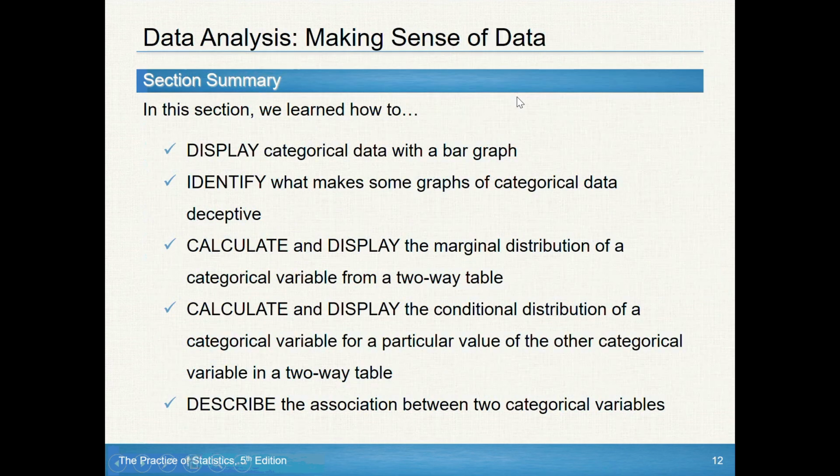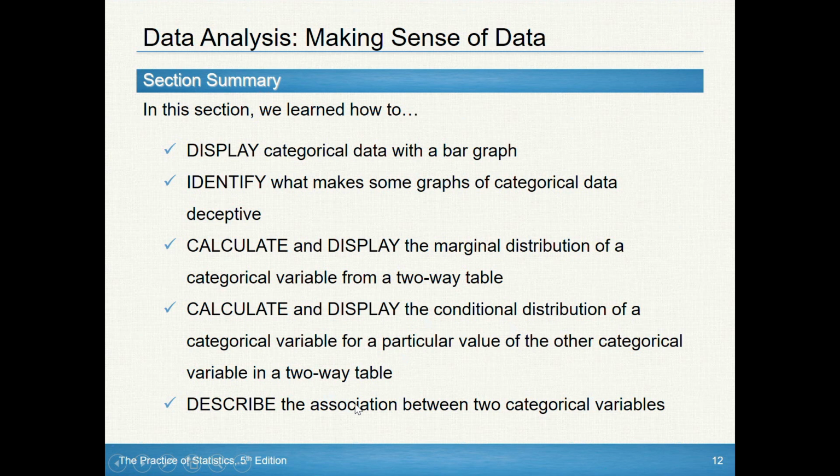So that's it. Okay, we looked at our categorical data. We talked about which graphs to make for categorical data. We talked about some problems with categorical graphs that we have to be mindful of. We talked about two-way tables with marginal distributions. We talked about two-way tables and calculating conditional distributions, and how to describe the association between these two categorical variables.